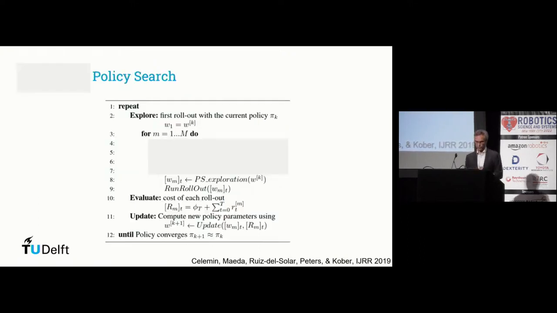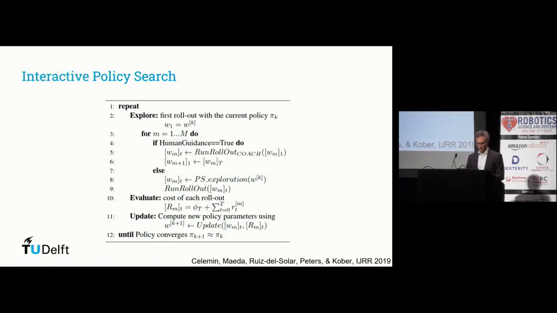Standard policy search looks something like that. So you need to explore and do a number of rollouts, so try out different strategies with a bit of exploration, and then you evaluate how well that worked. Here it's just an episodic setting, and then you apply your favorite policy search approach to update the policy parameters. What changes now if we make that interactive is that we additionally get the human in here.